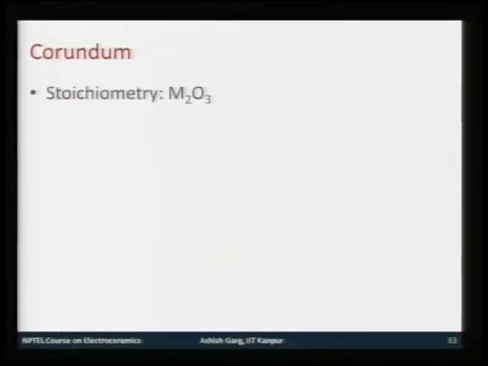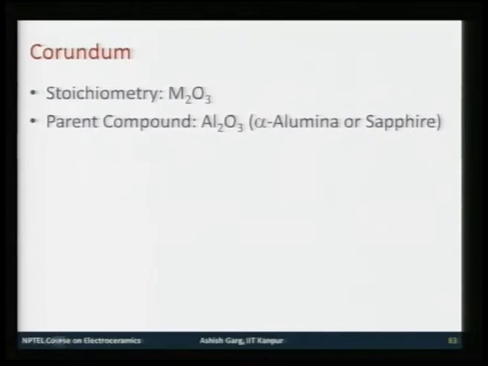Second structure in this series is Corundum structure. Corundum is based on the parent compound Al2O3 or alpha alumina, and Corundum is a mineral name. Stoichiometry of this compound as a result is M2O3. So, there are 2 cations and 3 anions in this formula unit. Parent compound, as I said, is alpha alumina or sapphire. The other compounds which follow this structure are, for example, alpha iron oxide or chromium oxide.